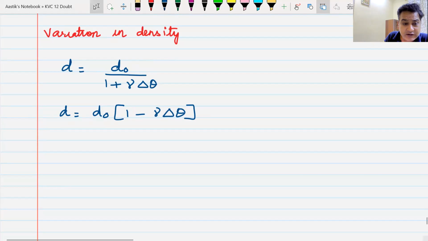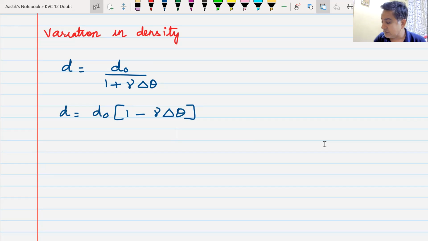Then you might have heard about the anomalous expansion of water. Yes or no? So you can just note this down. Anomalous expansion of water. What do you mean by anomalous expansion of water? This has been asked many times. Anomalous expansion of water. Can anyone tell me?